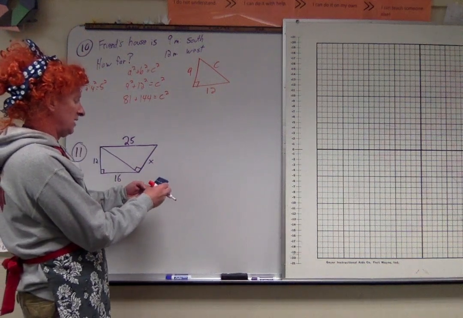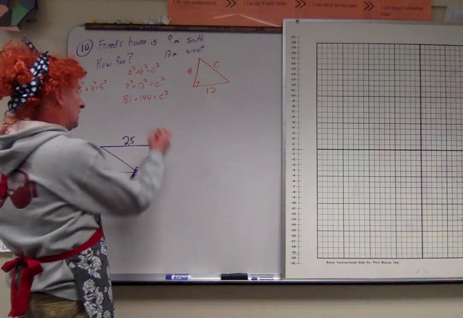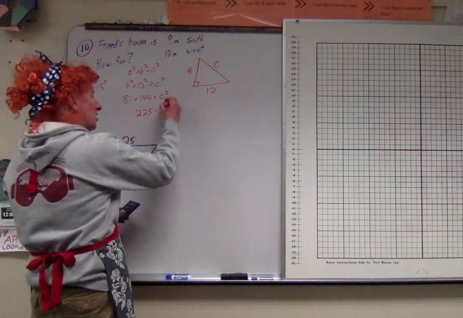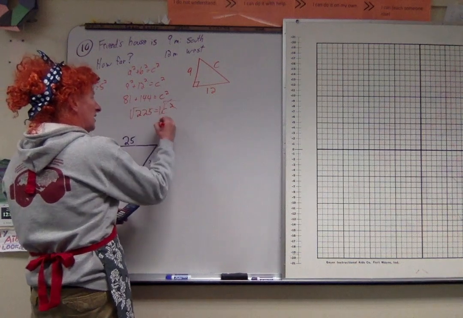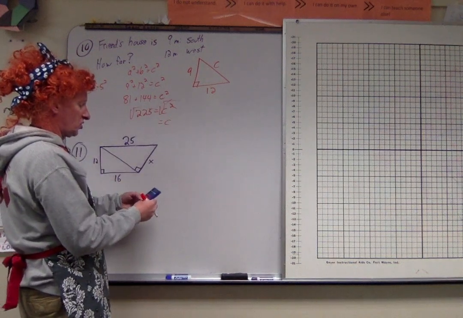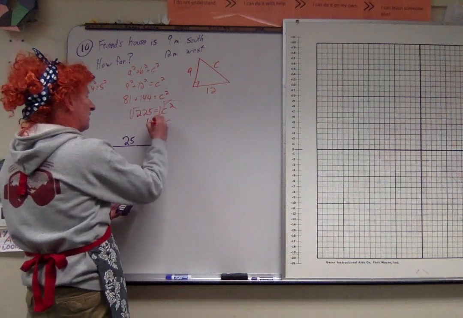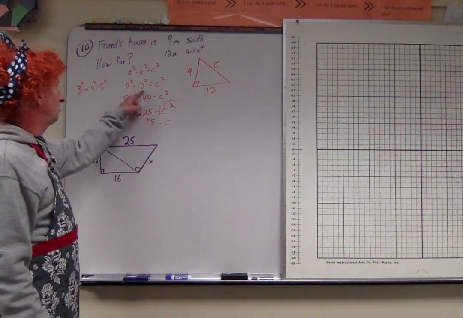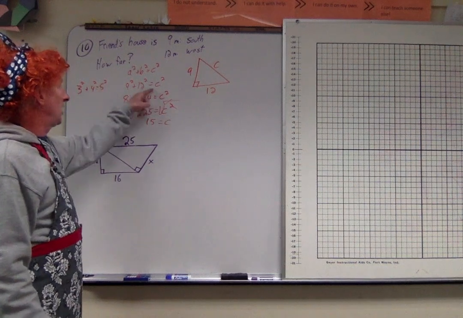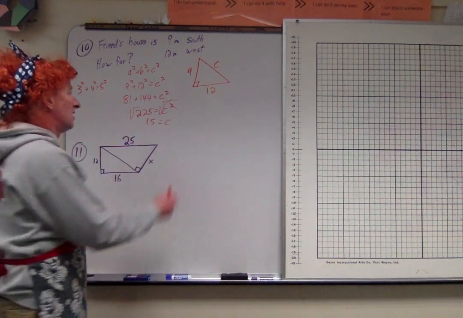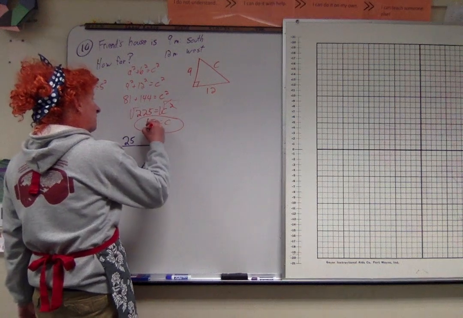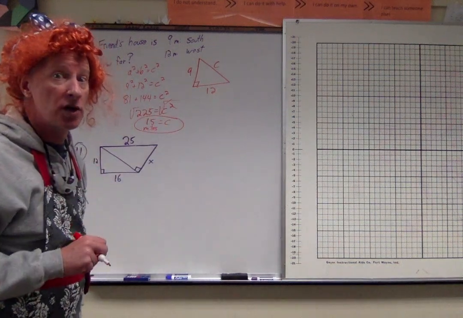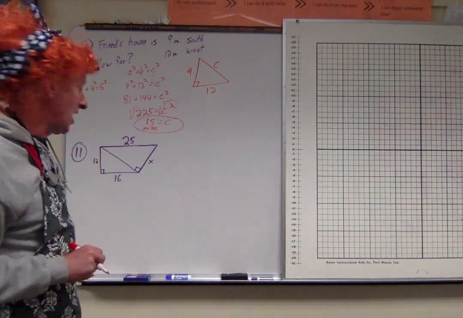81 plus 144 is 225. To find that value of C, we got to square root both sides. These guys cancel. Therefore, the square root of 225 is 15. Hey, 5 times 3 is the 15. That friend's house is 15 miles away, everybody. 15 miles. I hope you saw that shortcut, although you didn't have to use it. All right, moving right along.